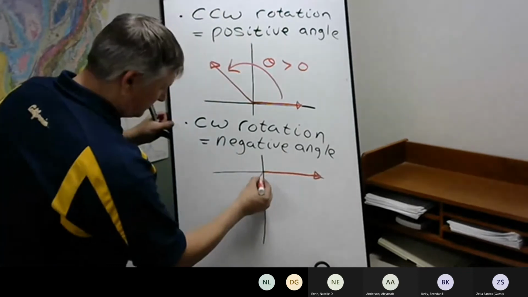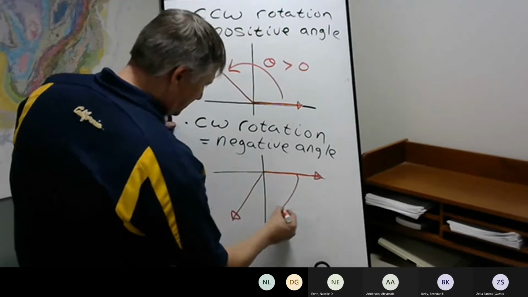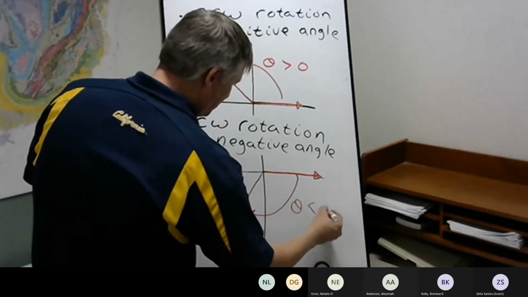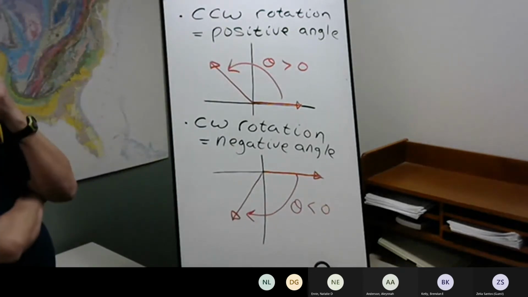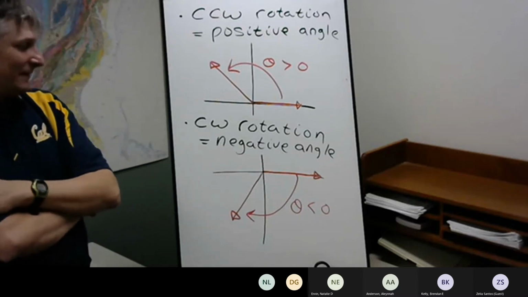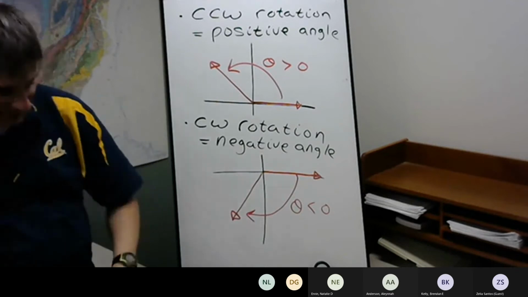So there's the initial, here's the terminal. We're going to go in this direction. This is a theta less than 0. So questions about that? All right.